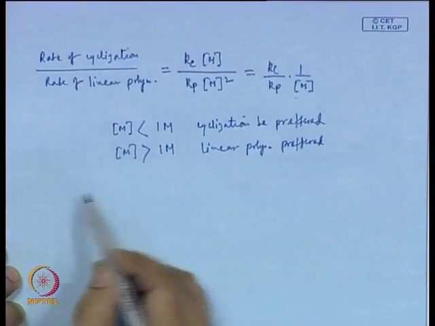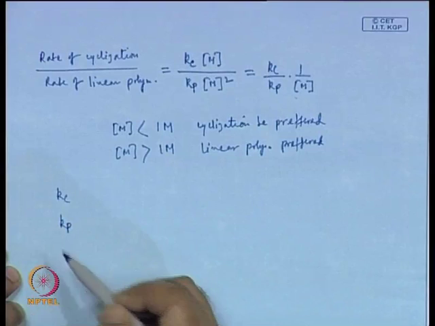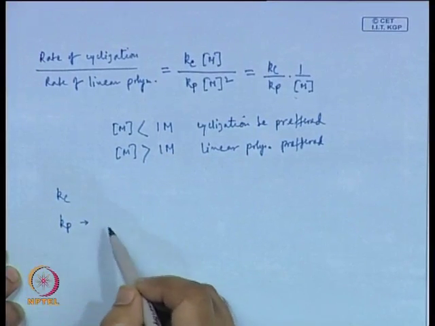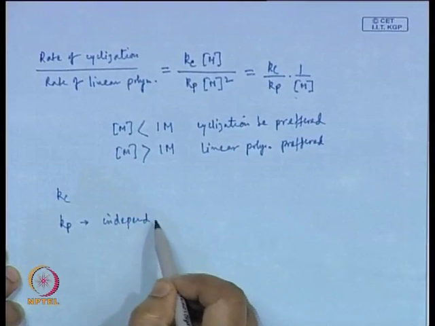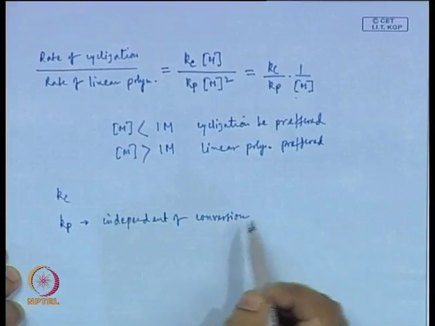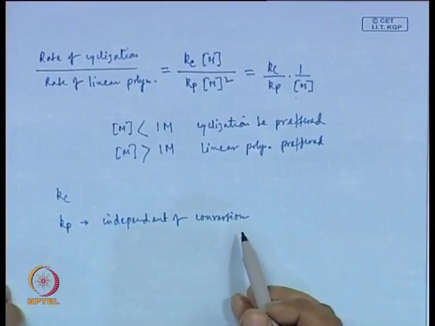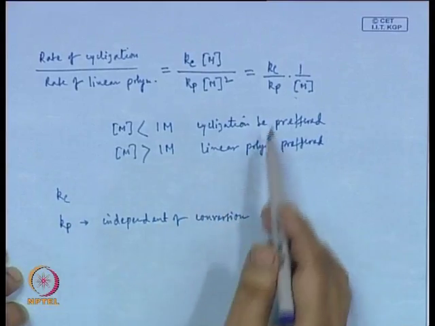Now, what happens to Kc and Kp as the reaction progresses, or the conversion goes up? As we know, Kp is independent of conversion or time of reaction, which comes from the assumption of equal reactivity of the functional groups, and we have seen in earlier lectures that experimentally that is also true, that the rate constant is independent of conversion. So, Kp is constant throughout this process.